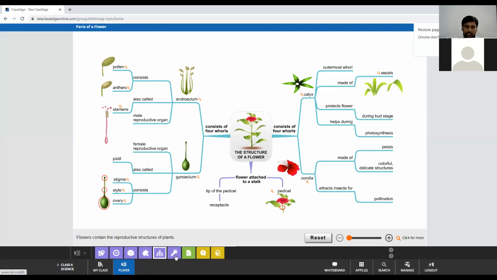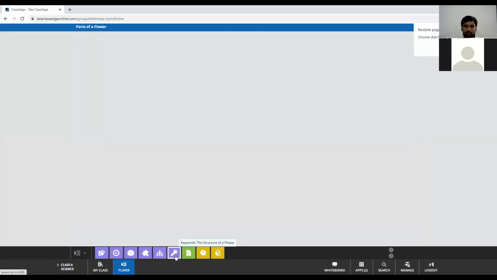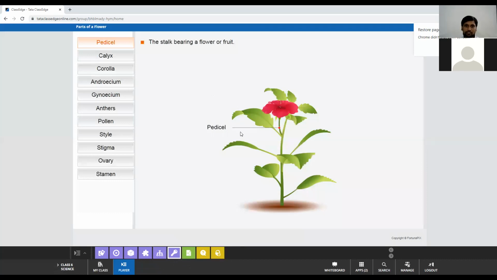Now let us move to the next thing, my dear. Okay, so there are a few definitions here. You can see the pedicel, flower. So these are all things we have learned just now. Pedicel, the stalk of a flower. All these things, whatever we have seen, are given in the form of definitions here.